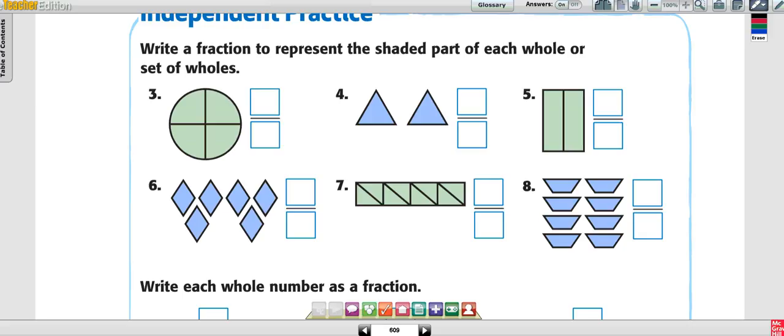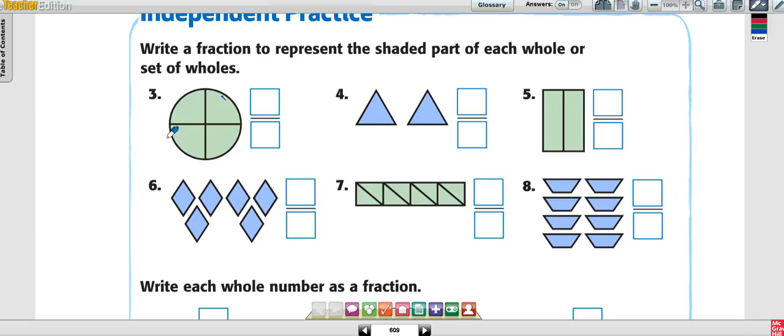It says write a fraction to represent the shaded part of each whole or set of holes. So is it a set of holes, or is it just one completed object, or one whole? Is it a set? Are these, or is each section individual? Are they separated? No. So we're not talking about sets of holes. We're just talking about a whole object.